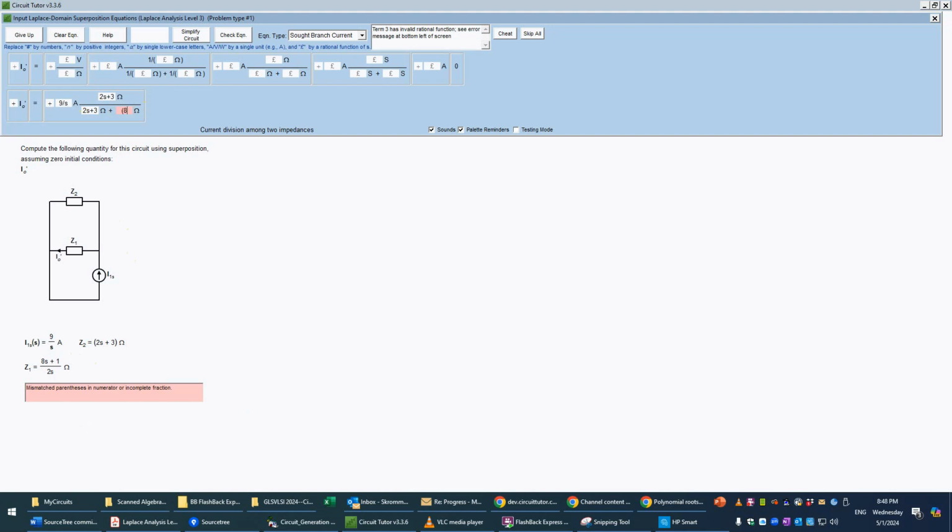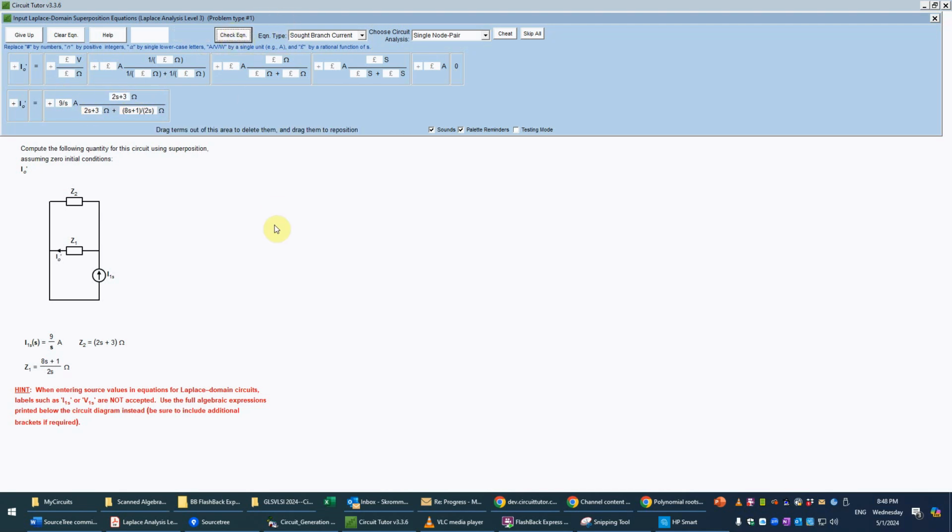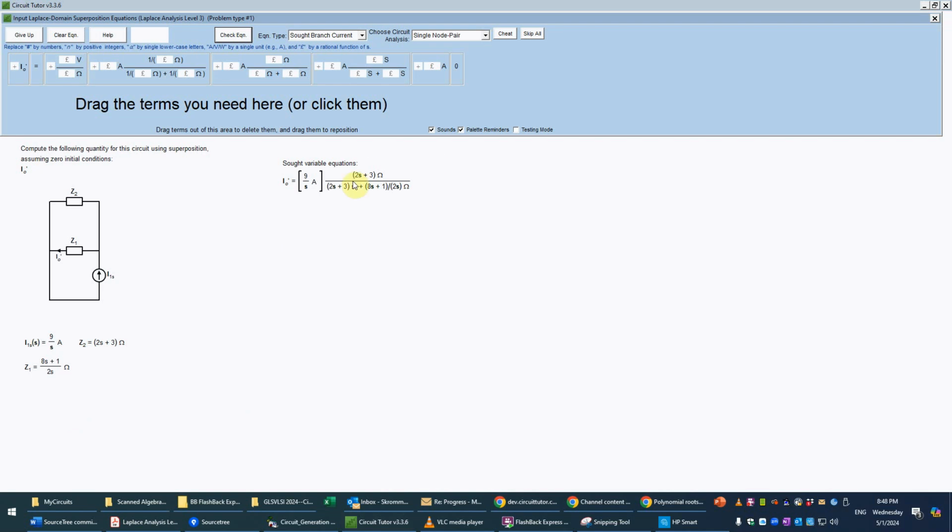So 8s plus 1, and remember we do need parentheses in the numerator there, or square brackets, either one is fine, to enclose the entire numerator. Otherwise we wouldn't be dividing by the entire thing. So then we put the denominator again, that also requires parentheses to make sure that we're dividing both by the 2 and by the s. Okay, so that should be hopefully correct there. So we'll check that equation. And that is good. Now we've written all the equations we need for this particular child circuit.